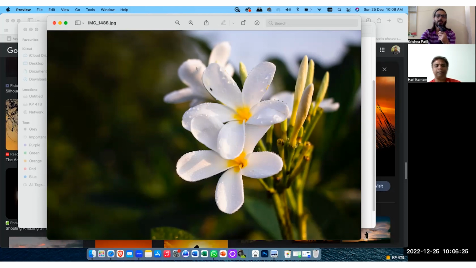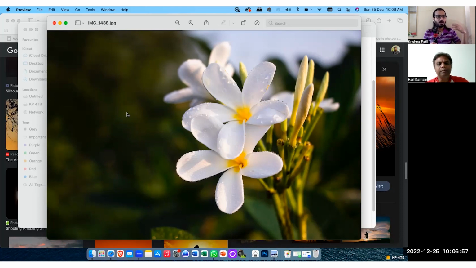Correct. So now here you can see there is a blurred background because the background was too far. There were other trees, but those trees were around 15 to 20 feet away from your subject. So there is another thing we learn: the distance between your subject and the background also gets calculated.